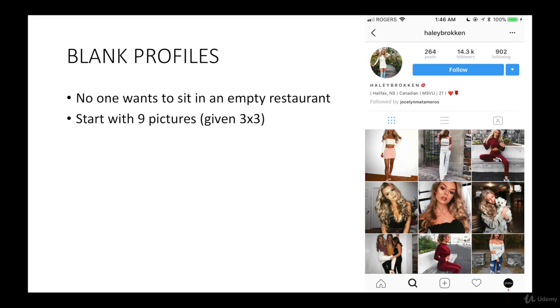If your account is brand new, you want to make sure that you actually fill it up with 9 pictures, because as you can see, this is a screenshot of just a random profile that I found on the Explore page. This girl has, of course, 200 plus posts, but you see how it looks complete just because she has 9 posts. Even if she only had 9, it would still look like a complete profile.